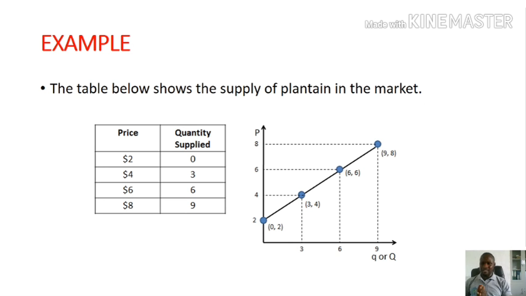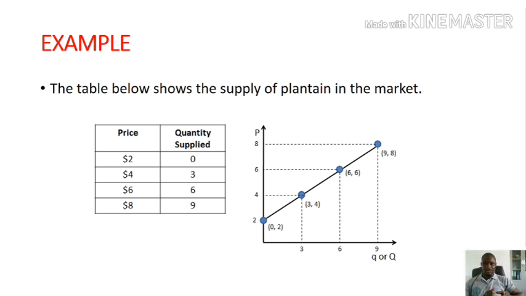Remember we said that this is an example of a supply curve for plantain in the market. In the price column we have $2, $4, $6, and $8, and under quantity supplied we have 0, 3, 6, and 9. What do we realize? We realize that as the price increases from $2 to $8, quantity supplied of course increases from 0 units to 9 units, and that is an illustration of a supply curve.